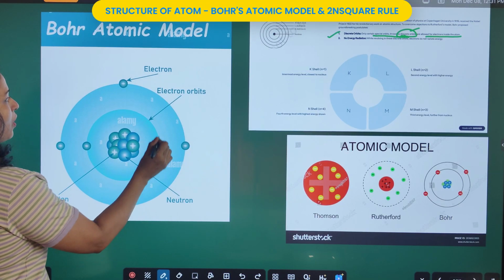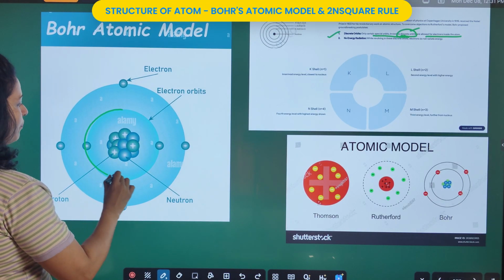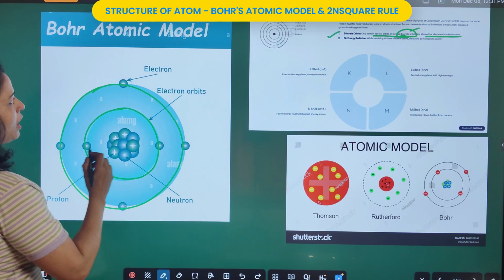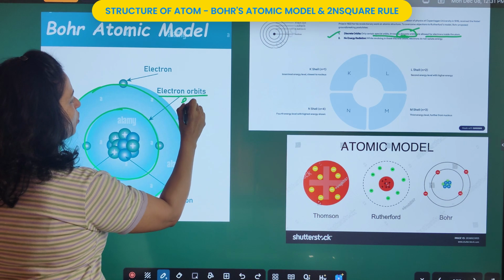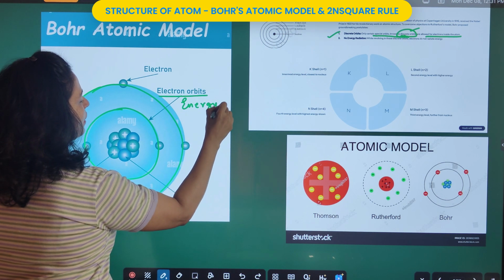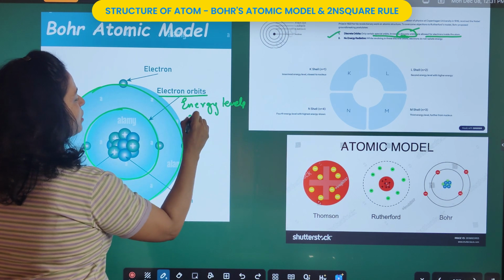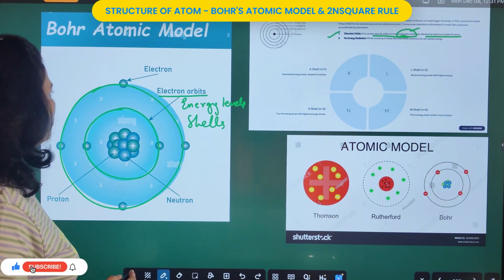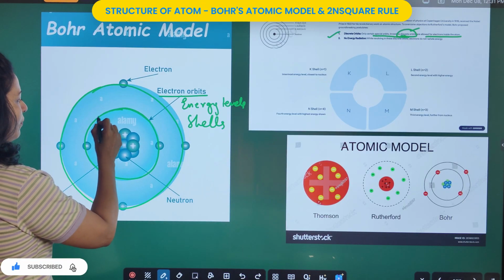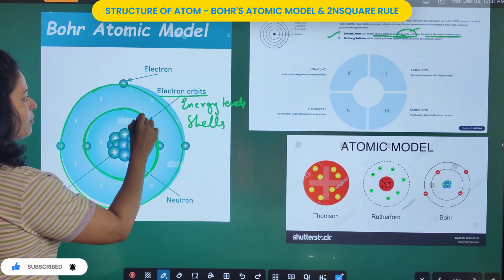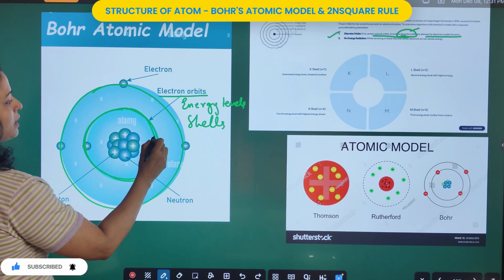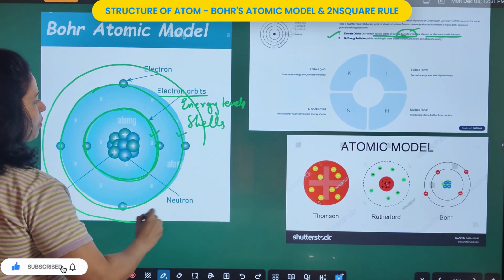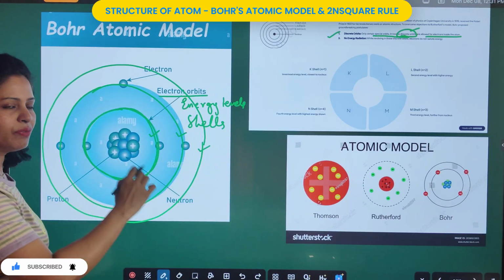Now around it, this is one orbit, and this is another orbit. These are also called energy levels, and these are also called shells. There are different names given to it. Electrons are actually revolving on these discrete orbits only. This is the first orbit, this is the second orbit, and like that you will have a third orbit also, and so on.